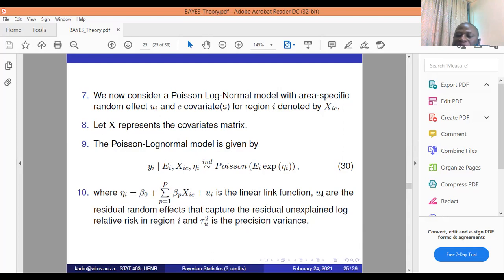And then we have the u here. The u are the residual random effects, and they capture the residual unexplained log relative risks in region i. We denote tau to be the variance or the precision associated with the residual variance. Remember, under linear regression, we always say that the variance of the residual is constant. This is just a repetition of that, I think.